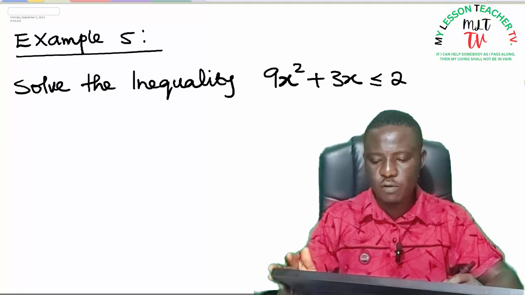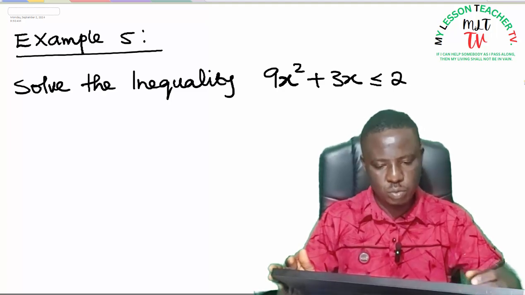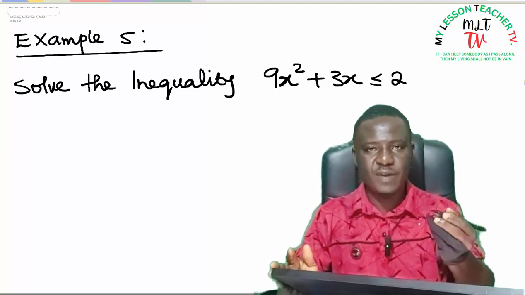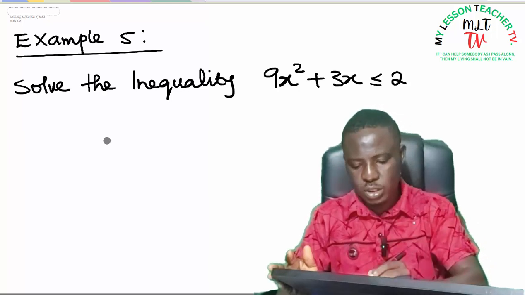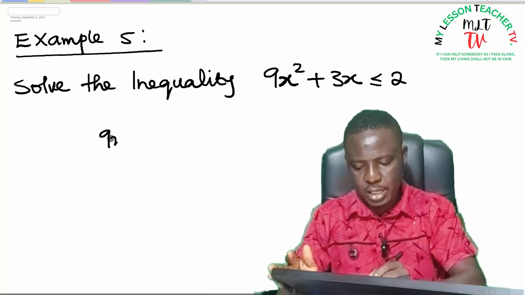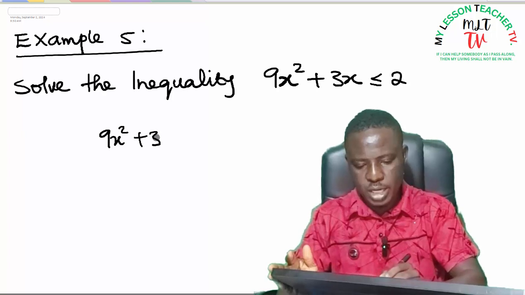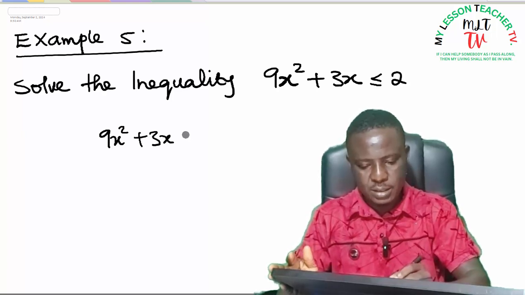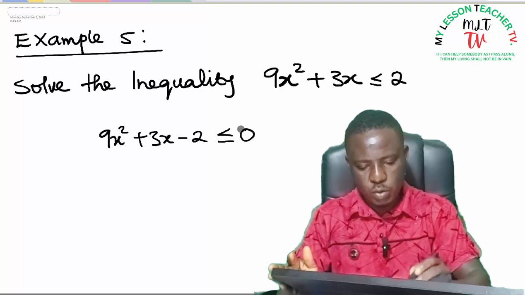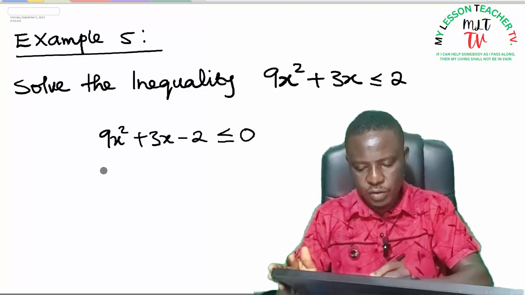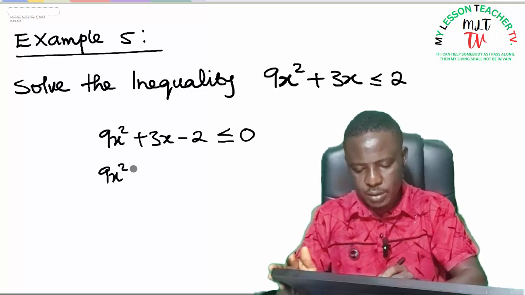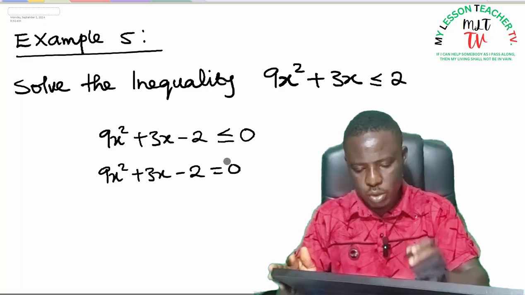Example 5 says we should solve the inequality 9x squared plus 3x is less than or equal to 2. So we shall first find the zeros of the inequality. That is to say, 9x squared plus 3x minus 2 is less than or equal to 0. So finding the zeros of the inequality, we have 9x squared plus 3x minus 2 is equal to 0.